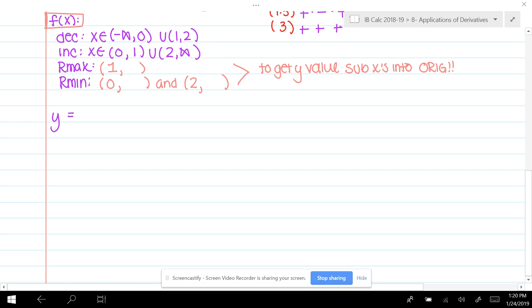So y equals x cubed times x minus 4. And I want us to do the same thing. I want to get intervals of increasing, decreasing, max, and mins.